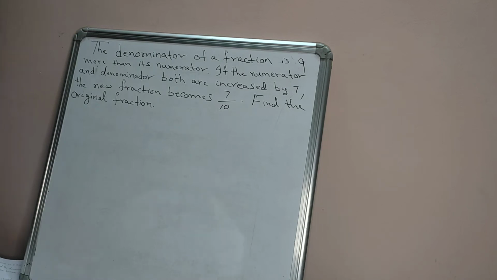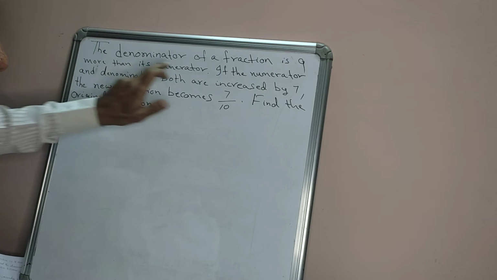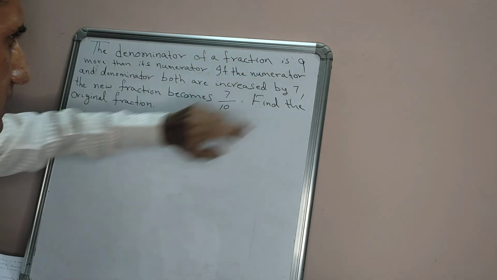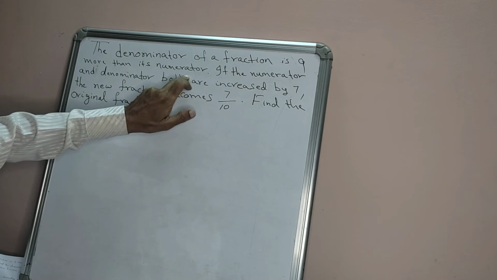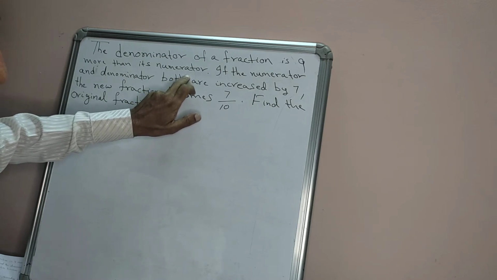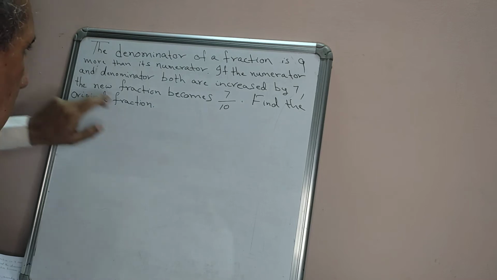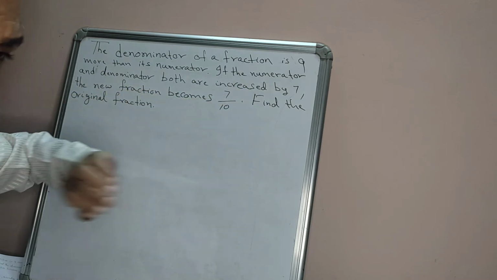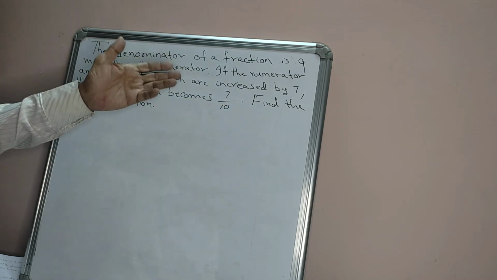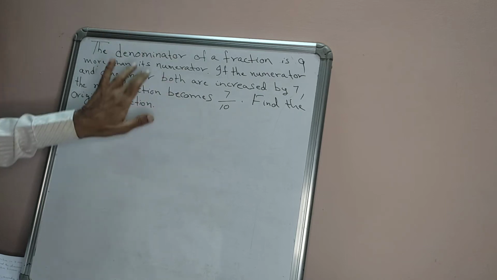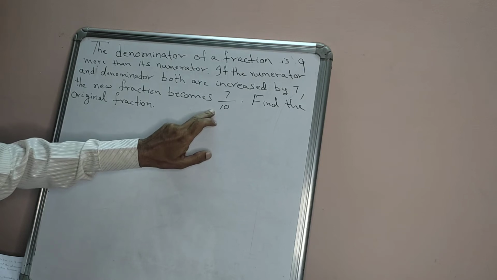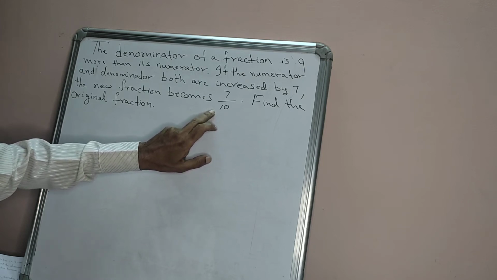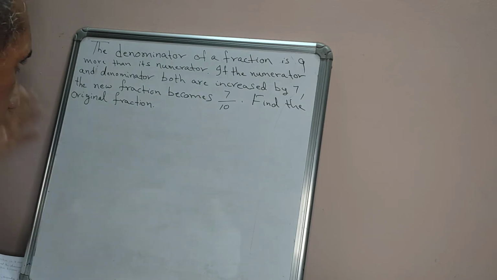Now it says there's a fraction. The denominator of a fraction is 9 more than its numerator. So whatever the numerator may be, the denominator happens to be 9 more than that. Now if the numerator and denominator both are increased by 7, the new fraction becomes 7 by 10. Equate it to 7 by 10, then your equation is formed. Then solve the equation. Let's do it.